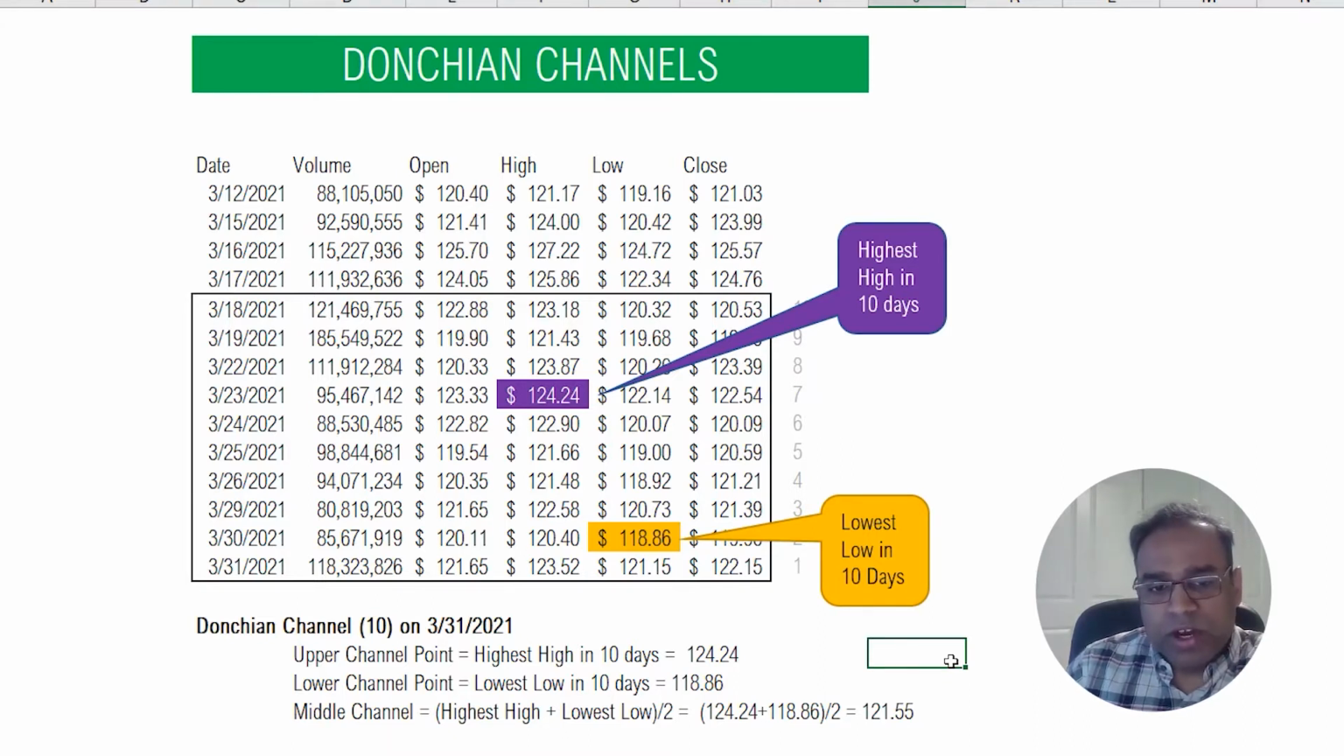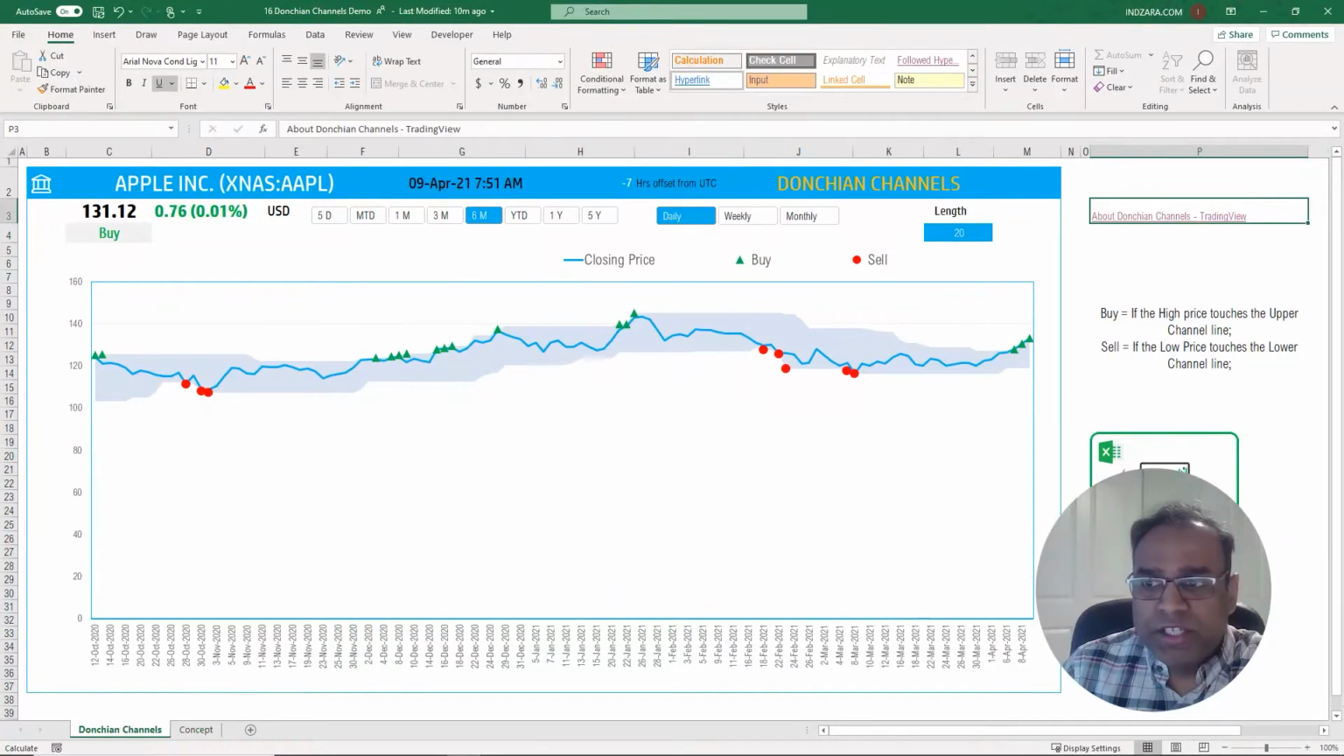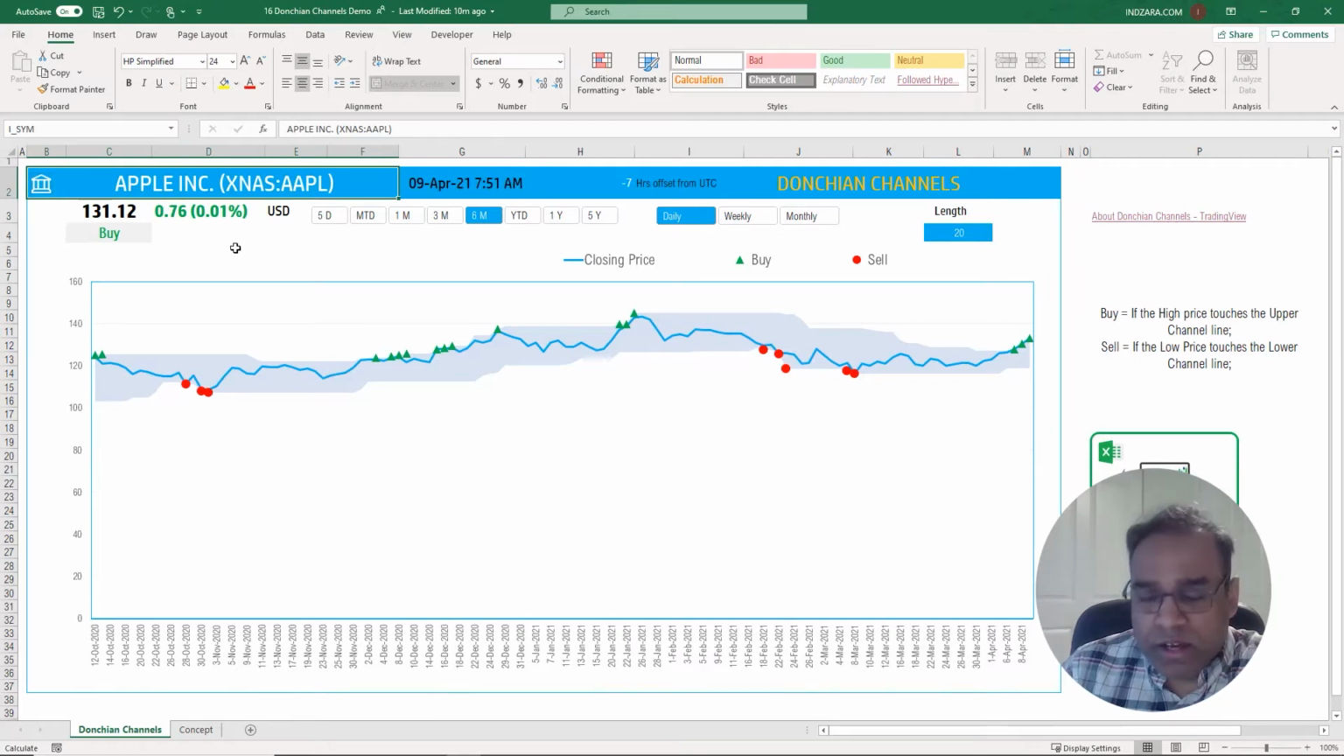Let's move into how you can use our template to calculate this automatically. I will go to the Donchian channel sheet. This is our template where you will just type in on the top left any stock symbol, and it'll automatically calculate the Donchian channels band that you see here on the chart in the shaded gray region.